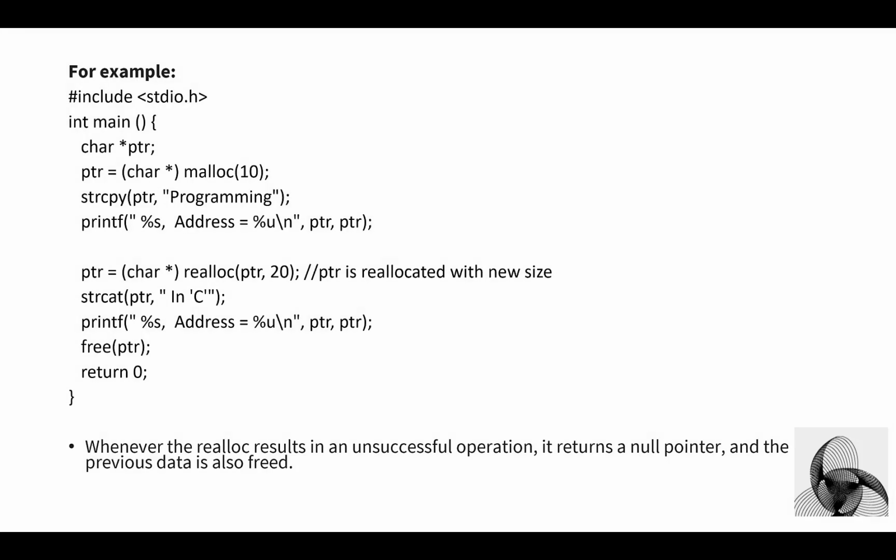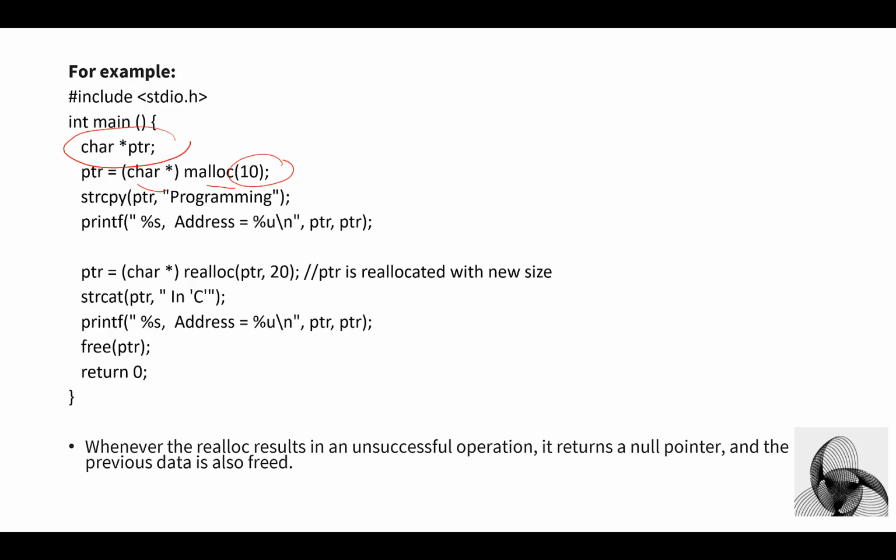Let's see the example for the realloc function. Inside the main function, ptr is a pointer of character type, then ptr is equal to (char *)malloc(10). Now the size of char is 1 byte and this statement will allocate 10 bytes of memory. Then the strcpy function copies the string programming in ptr. Then after that, with the help of the printf function, display the string and address of ptr.